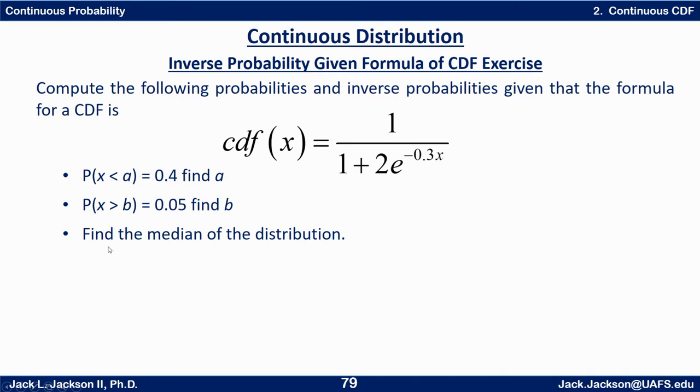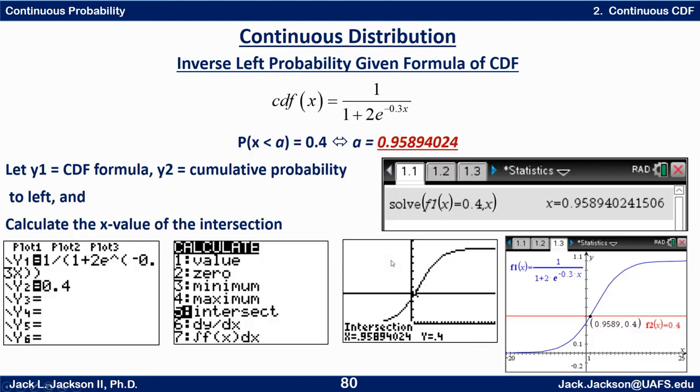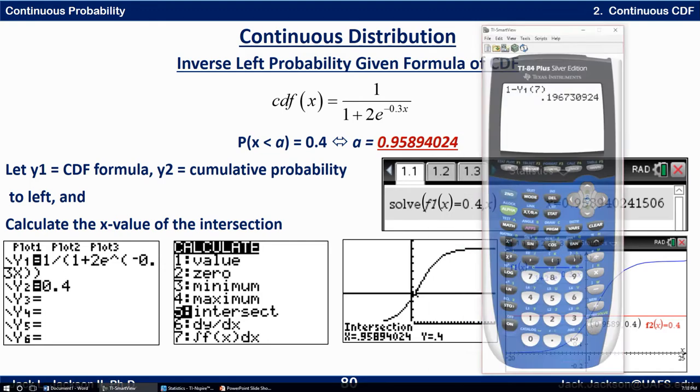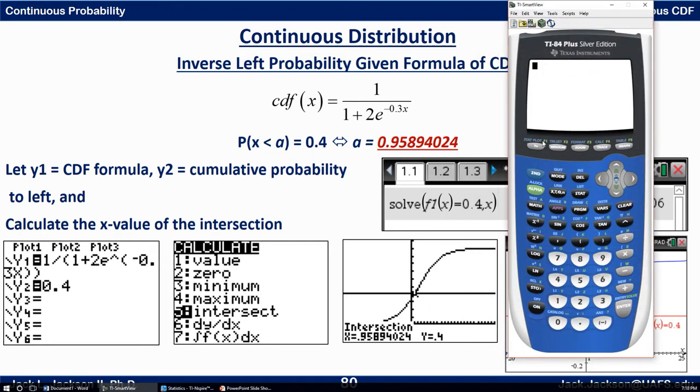Suppose we have these kinds of problems. The probability of x is less than a equals 0.4, find a. Let's just do that problem first. Okay, so what we're looking at is, first of all, get the formula in your calculator. And here it is on the TI-84. Let me just actually pull up a TI-84. I think I already have this one in. So there it is, 1 divided by 1 plus 2 e to the power negative 0.03x, close. All right, so there's the formula.